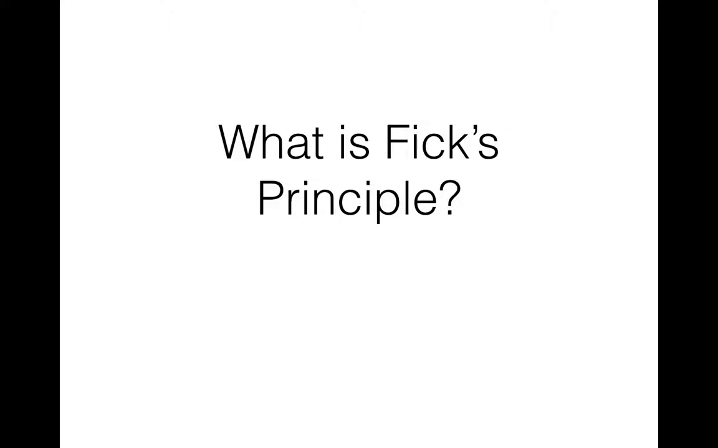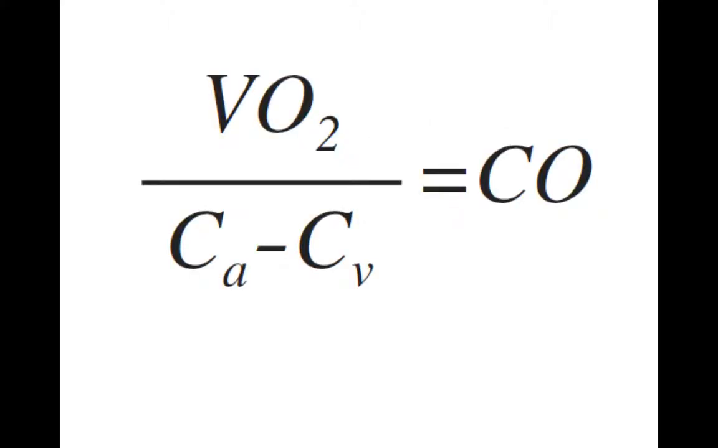So let's start with what we know about Fick's principle. We know that if we're given VO2 and if we're given Ca, which is the concentration of oxygen in our arteries, and if we're given Cv, the concentration of oxygen in our veins, we can use this equation, Fick's equation, to get cardiac output. But what does this even mean?